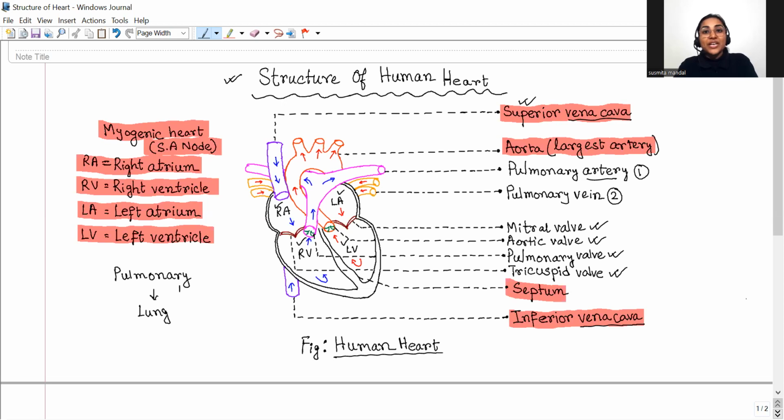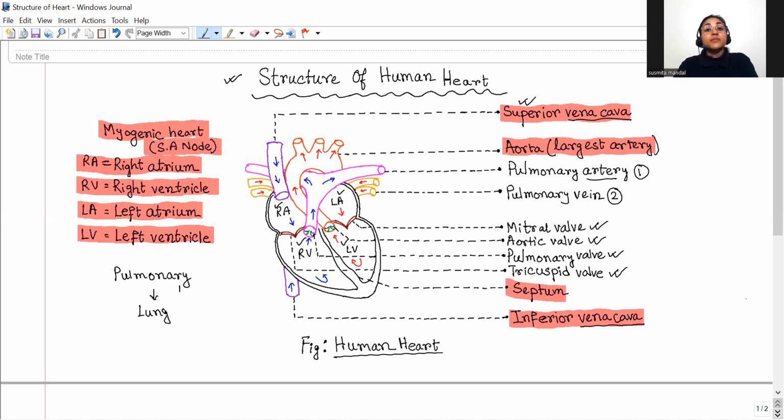Now, the superior vena cava and inferior vena cava again collect the carbon dioxide rich blood from different body parts. That means the superior vena cava collects the carbon dioxide rich blood from the upper body parts, and the inferior vena cava collects the carbon dioxide rich blood from the lower body parts and brings it to the right atrium. So that much part comes under the systemic circuit.